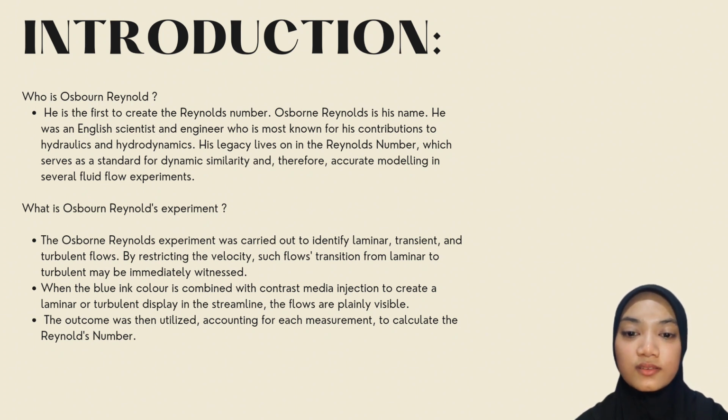Now, what is the Osborne Reynolds experiment about? The Osborne Reynolds experiment was carried out to identify laminar, transitional, and turbulent flow. By restricting the velocity, such transition from laminar to turbulent may be immediately witnessed. The blue ink is combined with the contrast media injection to create a laminar or turbulent display in the streamline, so the flow is plainly visible. The outcome was then utilized, accounting for each measurement, to calculate the Reynolds number.